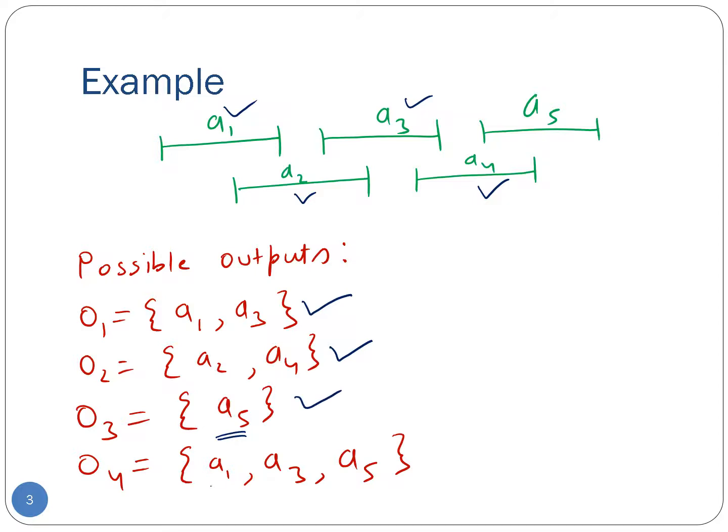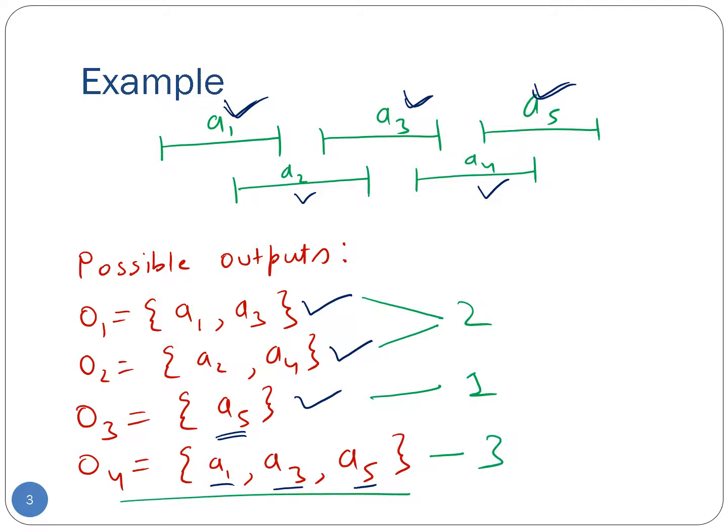Similarly, A1, A3 and A5, these three activities here, do not overlap with each other and therefore this is also a possible output. Recall that our goal is to come up with an output subset that has the maximum number of mutually compatible activities. So in this case, O1 and O2 have two activities, O3 has just one activity and O4 has three activities. Therefore, O4 is our optimal answer.